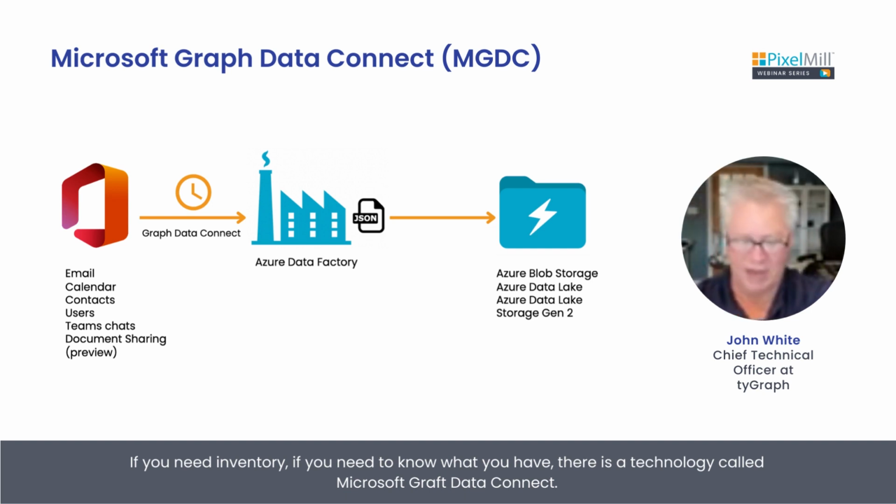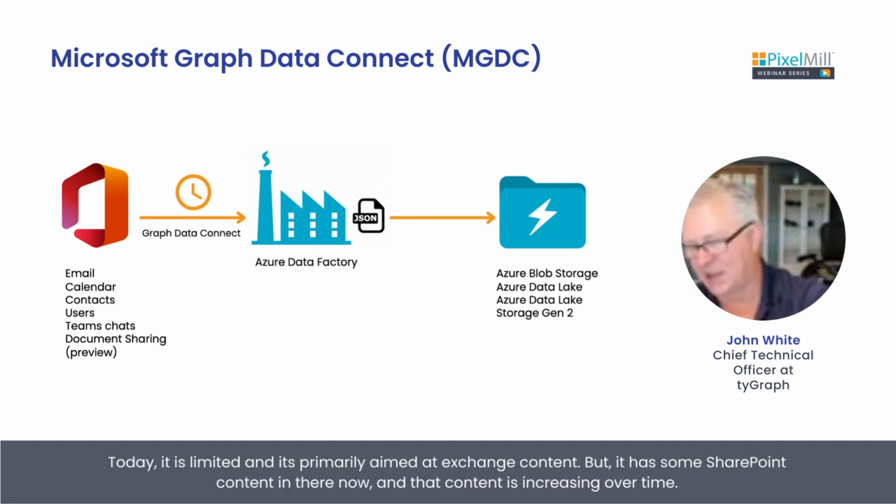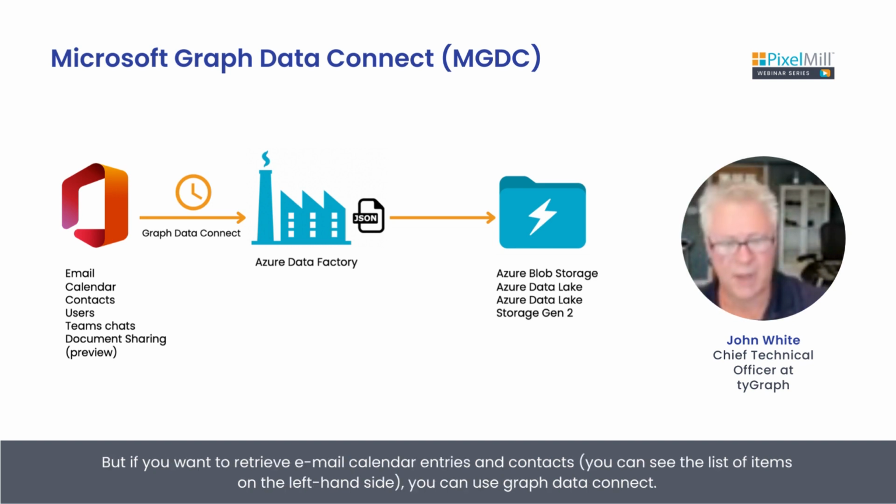If you need inventory, if you need to know what you have, there is a technology called Microsoft Graph Data Connect. Today it is limited. It is primarily aimed at Exchange content, but it has some SharePoint content in there now, and that content is increasing over time. But if you wanted to retrieve email, calendar entries, contacts, you can see the list on the left-hand side. You can use Graph Data Connect.